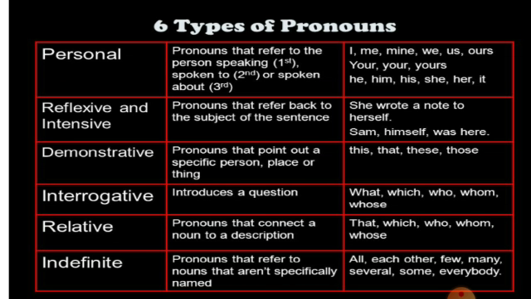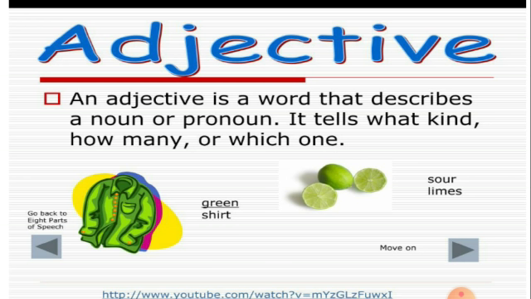Next, coming to the adjective. An adjective is a word that describes a noun or pronoun. It tells what kind, how many, or which one. As you can see here in the examples: green shirt. Okay, next, sour limes.